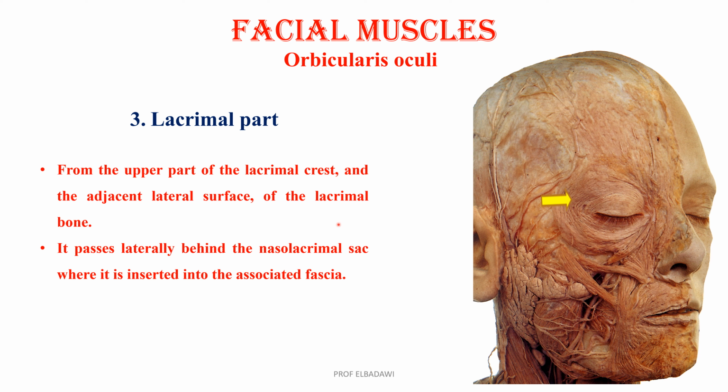This part will pass laterally behind the sac to end by attaching to the fascia around the sac. Its main action is to pull on the sac, to dilate the sac, to help in suction of the tears to the sac and then to the nose. These are the three parts.